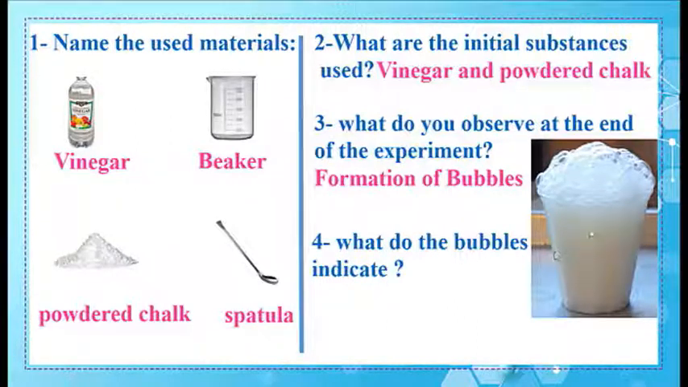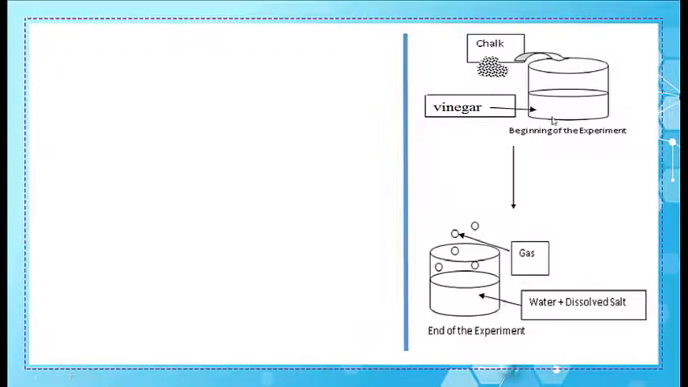Think about it. What do these bubbles indicate? Wonderful, release of a gas. This is a schema for the whole experiment. At the beginning of the experiment, we used powdered chalk and vinegar with pungent smell. At the end, we obtain gas, water, plus dissolved salt.